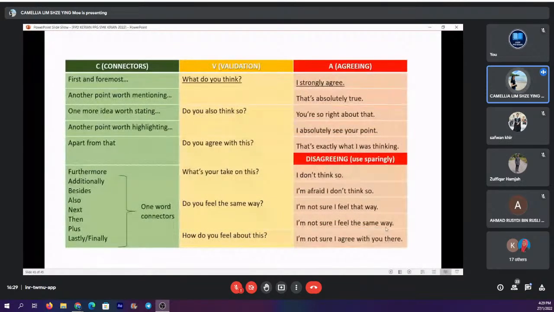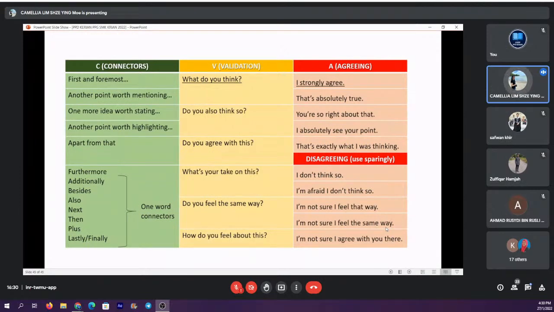We're almost done. Let's just recap very quickly what we have done for this COCOBA. So remember, teachers, first there are the connectors and conjunctions. That is the COCO, right? Then there is the validation, and also finally the agreeing or disagreeing. Teachers, let me just remind you one very last time. I've underlined two phrases here, if you notice. The first one is what do you think? The next one is I strongly agree.